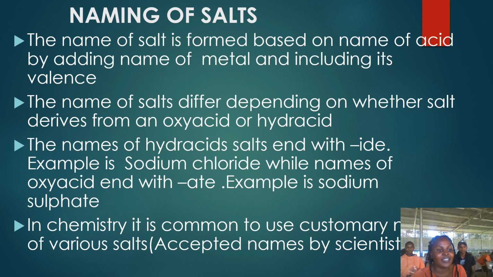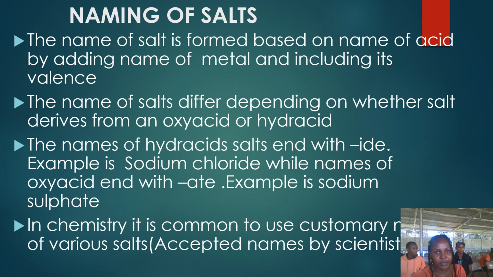Okay, I'm going to take you through the naming of salts. We were told that salts are ionic compounds that are formed by the reaction of an acid with a base, and they always contain either a metal cation or a cation derived from ammonia.